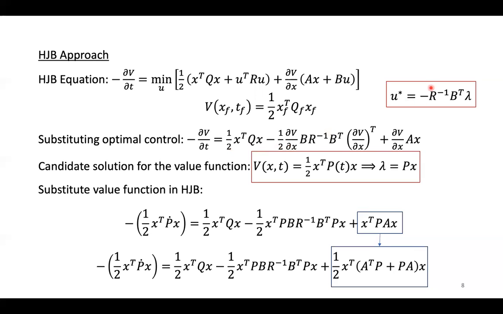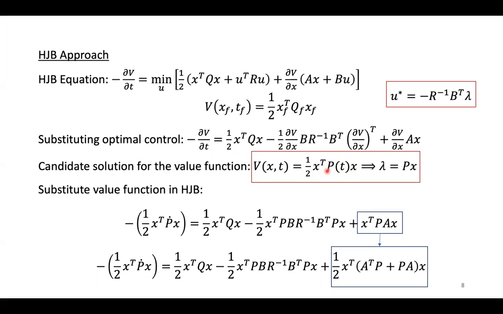So it's a mouthful, but it's very easy to derive this. You just have to, again, as I said, plug in minus R inverse B transpose partial of V with regards to X. That's because that's what is the co-state in this equation. That is all I'm doing here. Nothing complicated. The complicated stuff is yet to come. So if I do that, what I realize is for this partial differential equation, which is a function of X and time, the candidate value function will be of the form half of X transpose P of T times X.